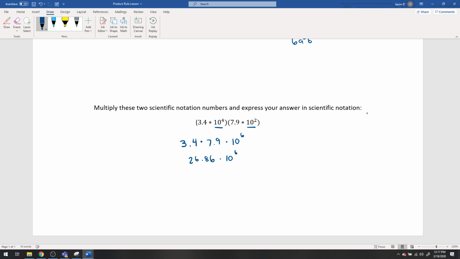But we need to express our answer in scientific notation. You'll remember that scientific notation means we have to actually leave just one number in front of the decimal place. We need to convert this into 2.686, and because we've moved our decimal just one place over, we will increase the power on 10. You get 2.686 times 10 to the 7th.